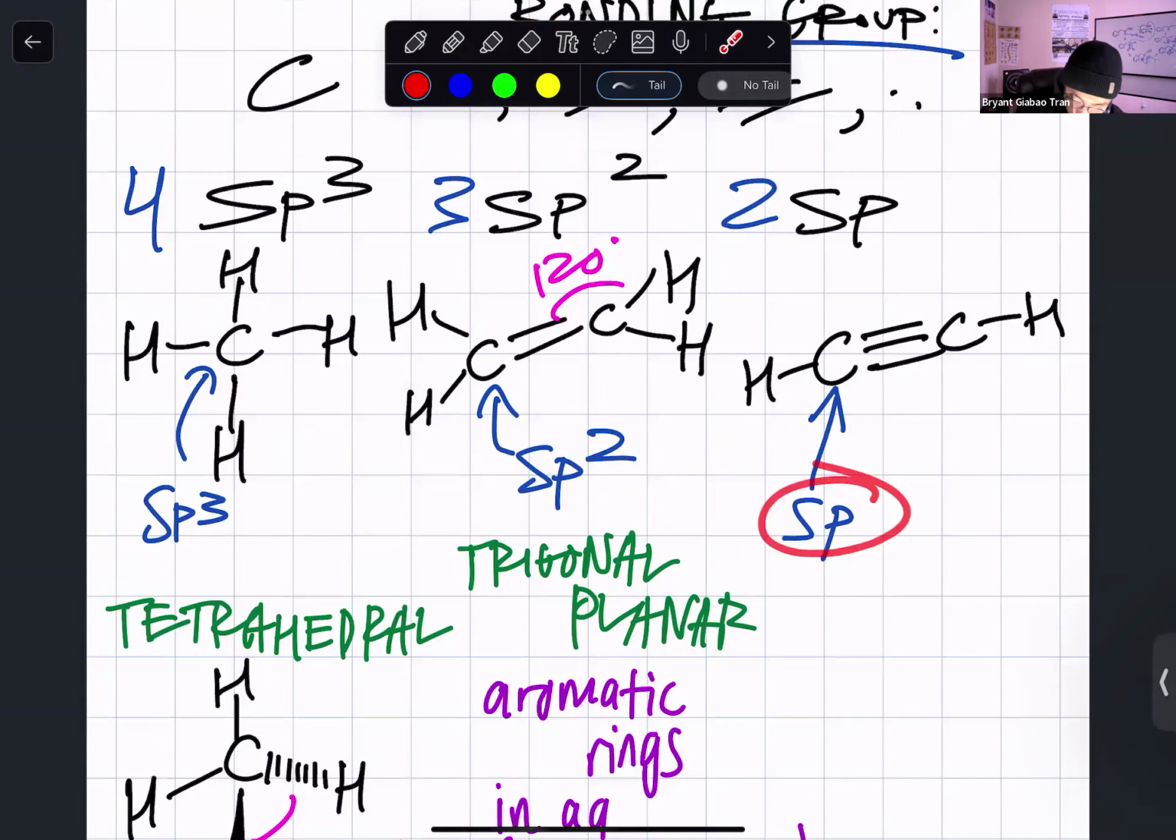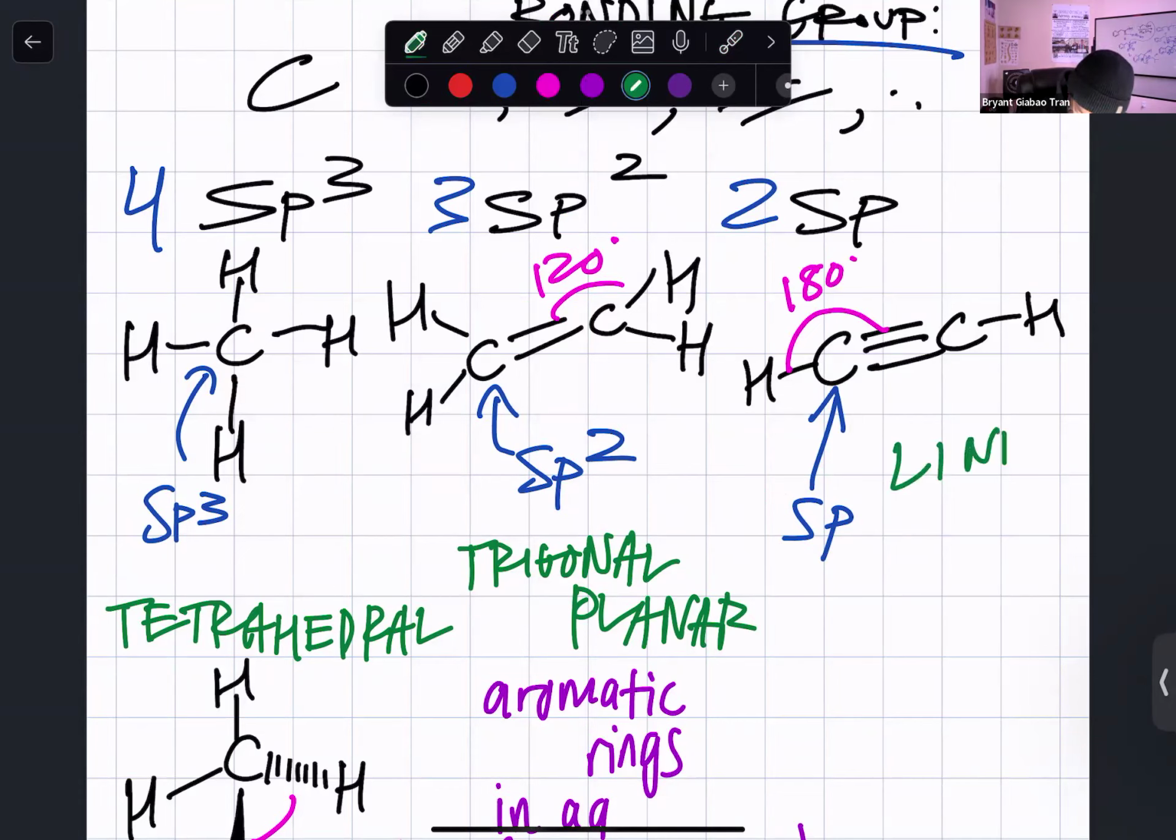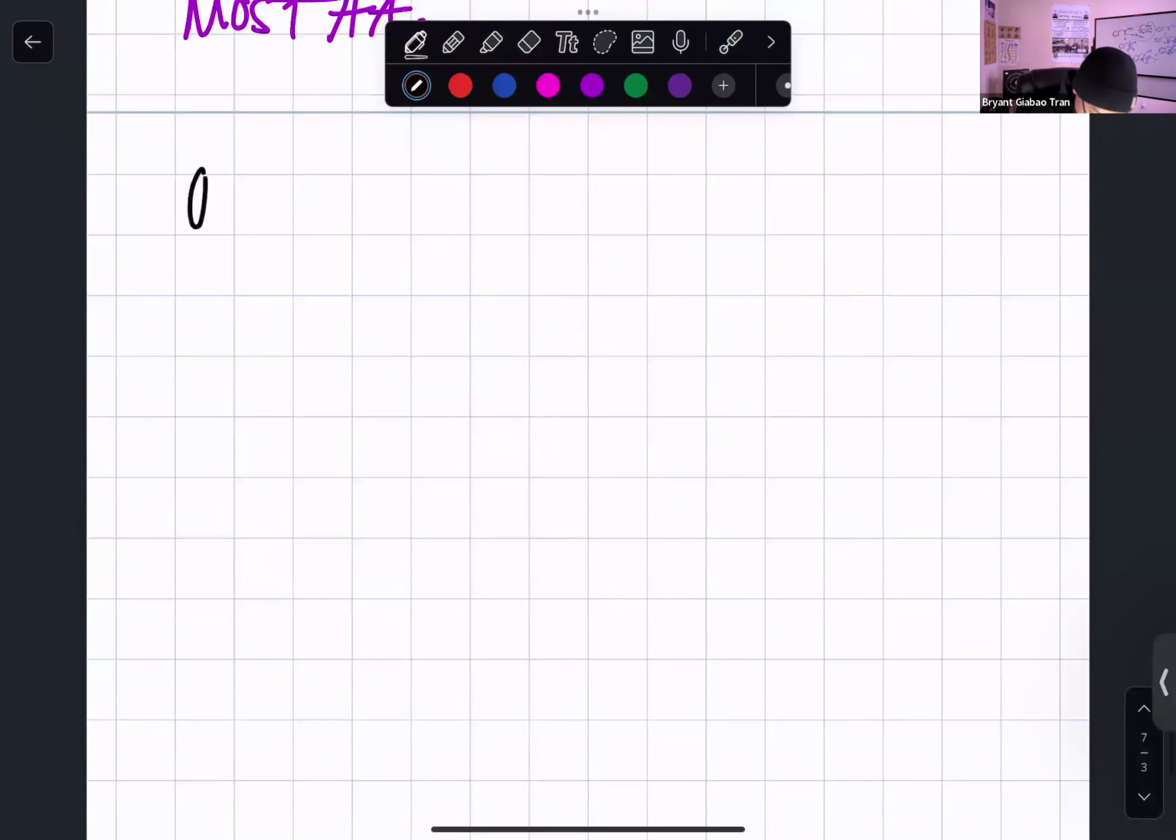So an sp carbon is going to be flat and planar as well, because the bond angle between them is going to be 180 degrees, making the shape linear, right? And it's also going to be flat, right? Now let's talk about the organic functional groups and resonance.